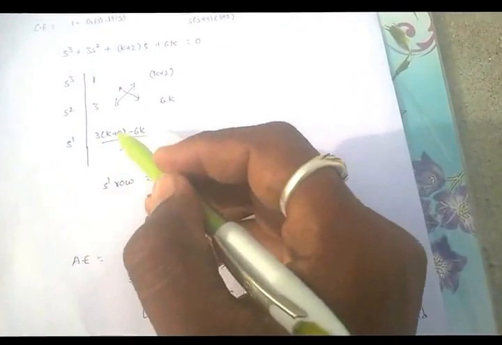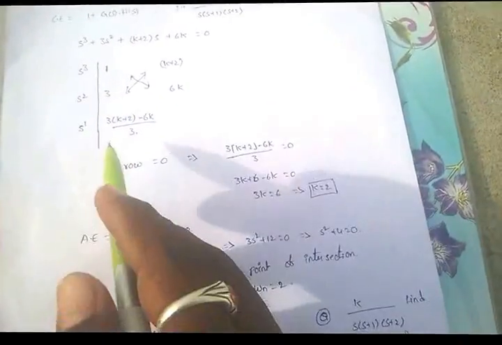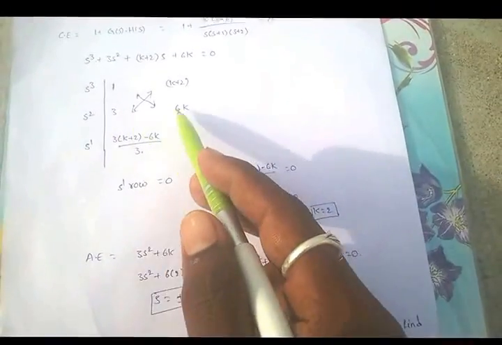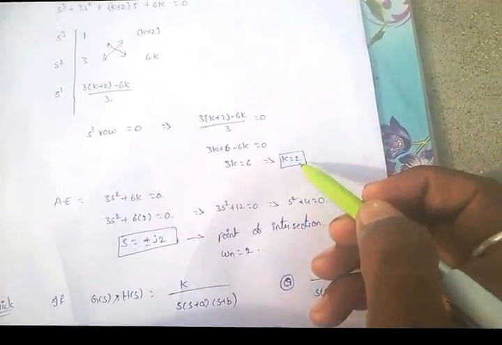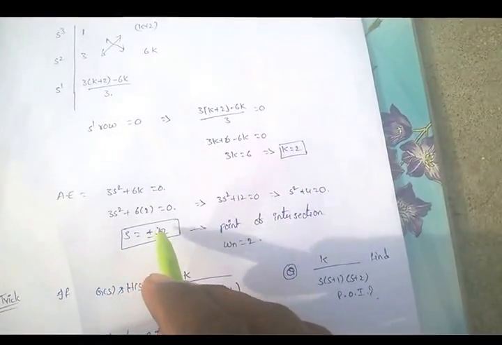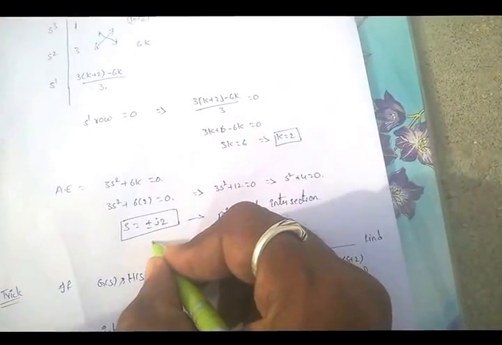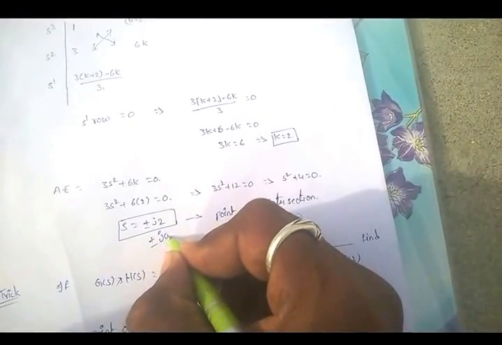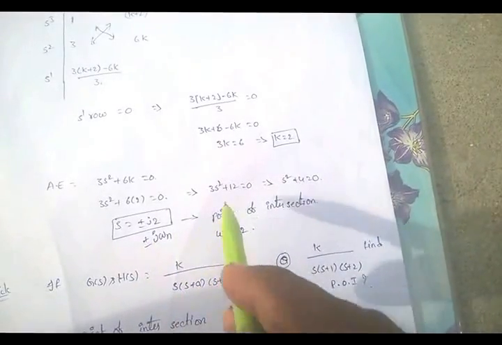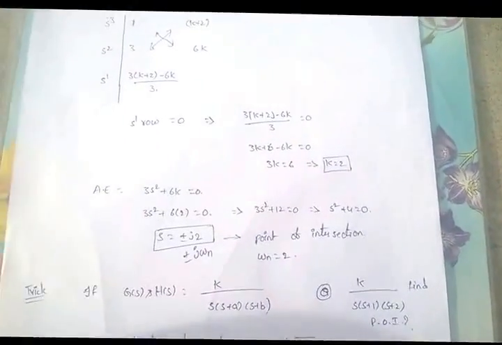And what are the AE roots? What is the AE equation? The AE equation is the s squared row: 3s squared plus 6K. Substitute this K value into the AE equation, and we get s equal to plus or minus j2. It is in the form of plus or minus j omega n, so omega n is 2. That is the point of intersection, omega n equal to 2. In this way we can find the point of intersection.